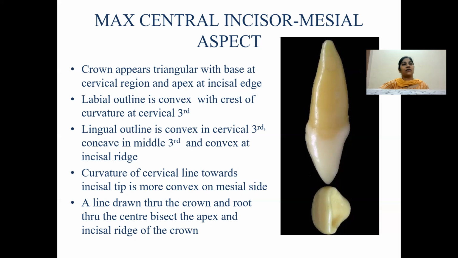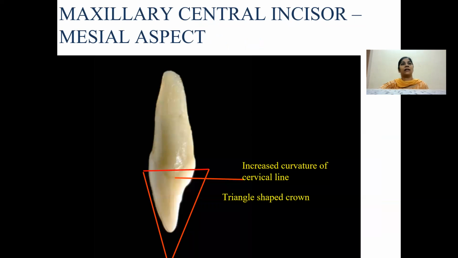And the labial outline also is convex. The labial outline is convex, and in some places it is concave. The middle third is concave, otherwise it is convex. And the cervical line is curved towards the incisal tip, and the curvature is 3 mm in depth on the mesial side compared to that of the distal aspect.